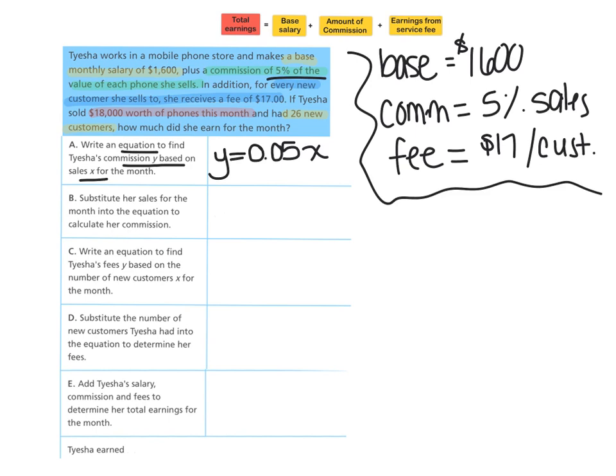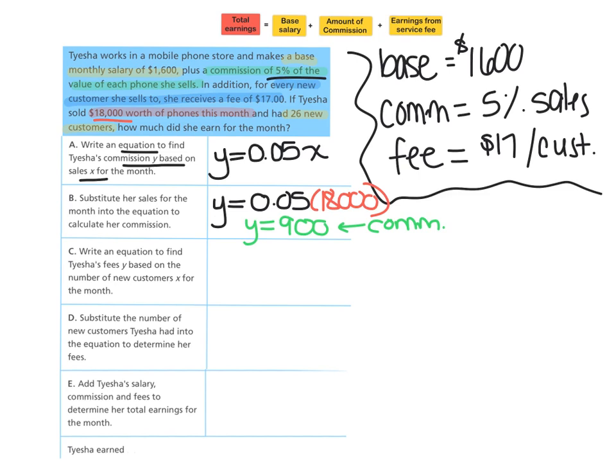All right, so for part B, we're actually going to calculate it for this month by using our equation. So to get her commission, we take 5% of her total sales for the month, and in this particular month, she had $18,000 worth of sales. So her commission for this month would be 5% of 18,000. And when I multiply that out, I get her commission of $900 this month. I'm just going to kind of label that there.